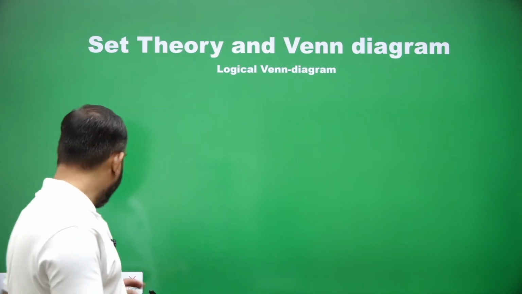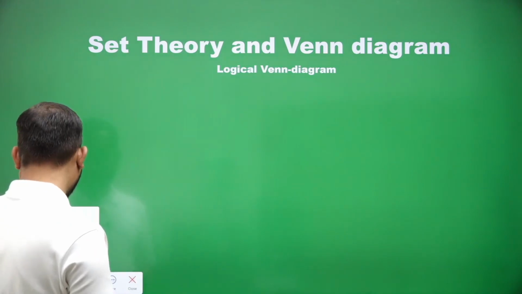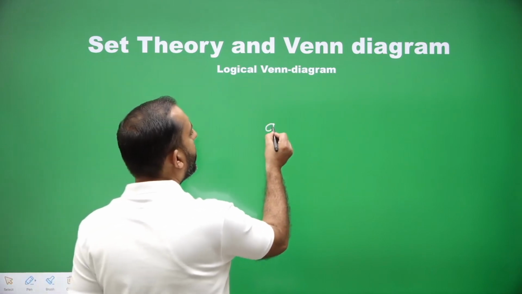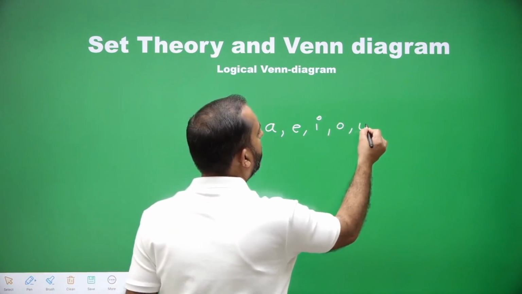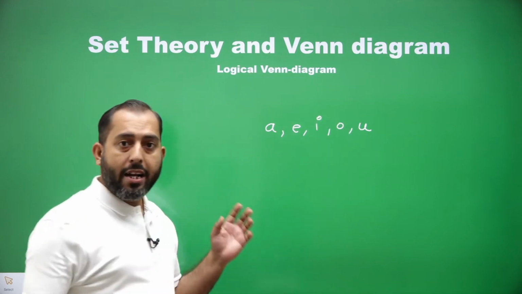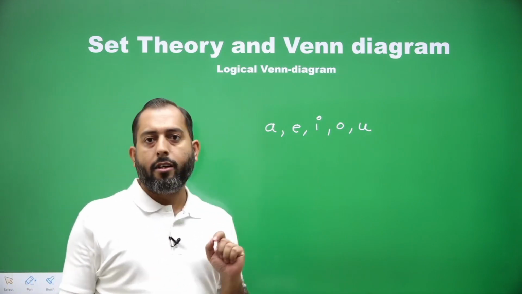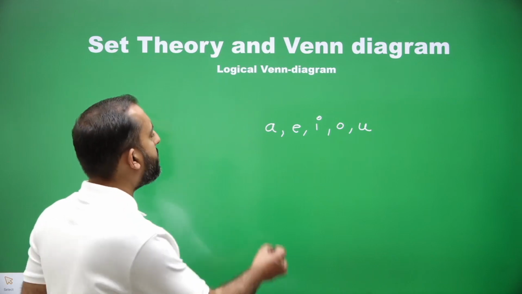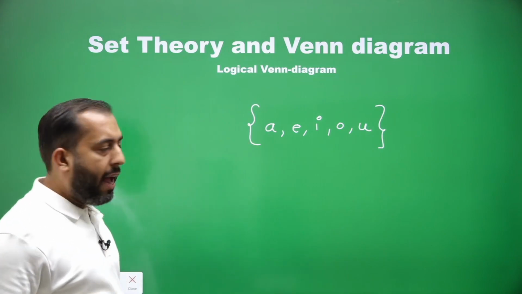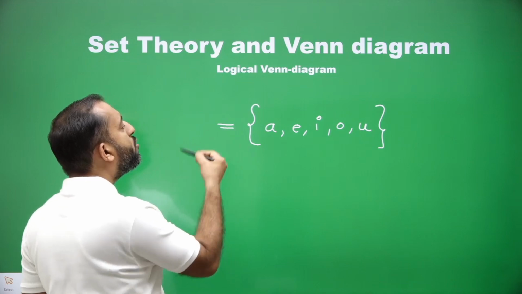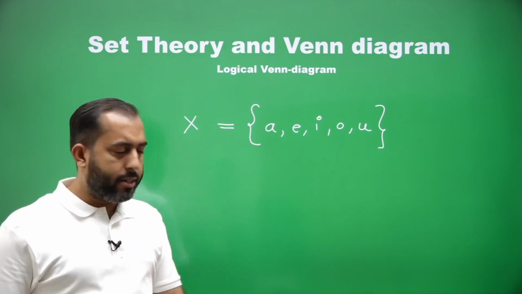For example, let's talk about the collection of all the vowels of the English alphabet. So we know that in English we have 5 vowels: A, E, I, O, U. Each vowel is well defined and distinct from each other. So this collection is a set. We represent a set with the help of curly brackets like this. And if we want to name it, we will use capital letters like X, Y, Z. From A till Z, you can use any capital letters.